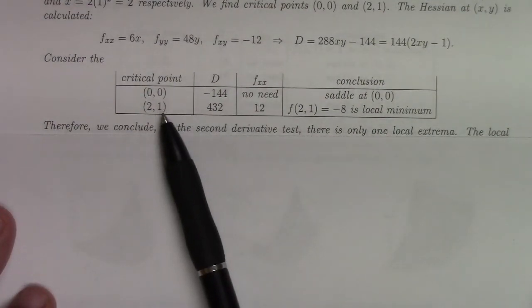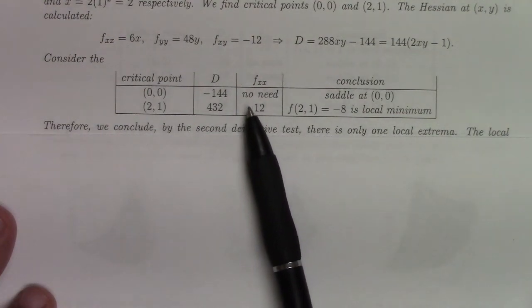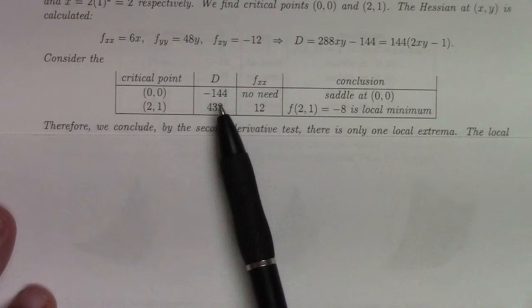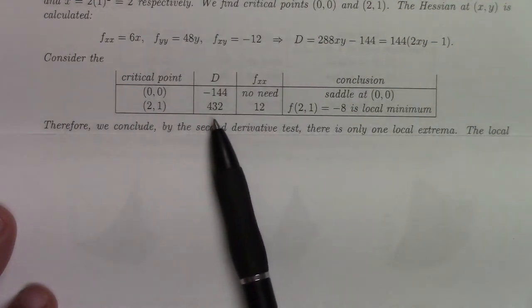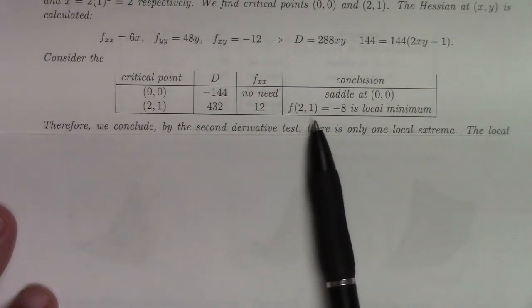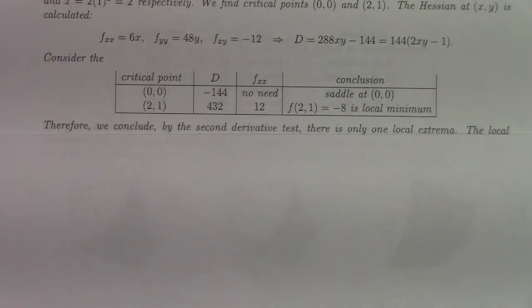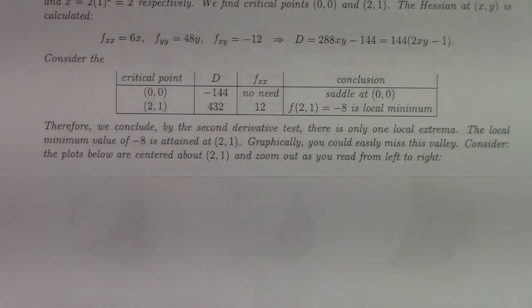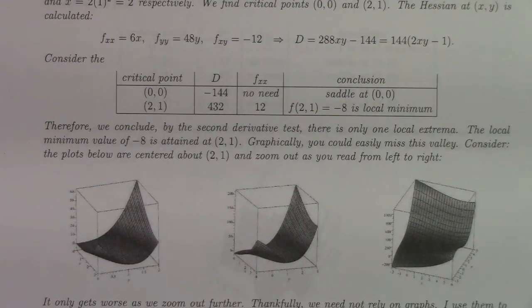(0, 0) is a critical point. I calculate D is minus 144. I don't even need to calculate fxx. Once D is negative, we know it's a saddle. (2, 1), D is 432. fxx is actually 12. So that means f of (2, 1), which is equal to minus 8, is actually a local minimum. And so by the second derivative test, there's only one local extrema. And the local minimum value of minus 8 is attained at (2, 1).